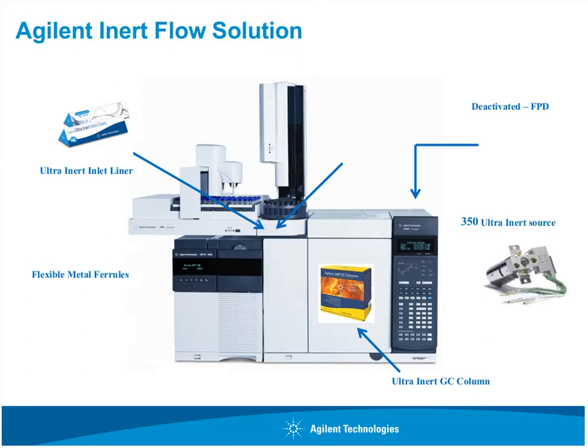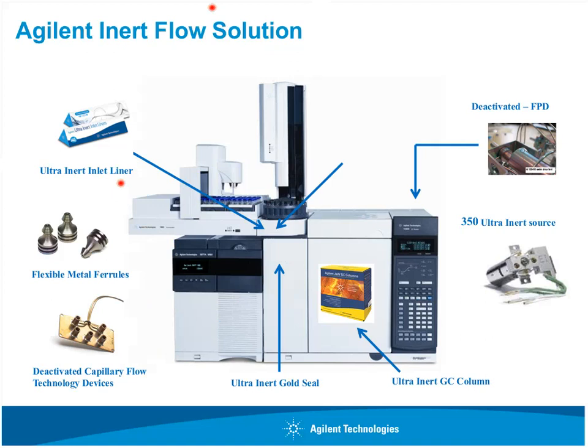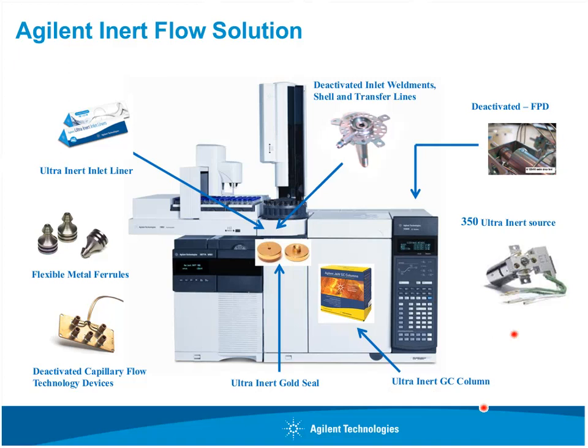Here we go. So we have ultra-inert liners. We have these flexible metal ferrules. These ones actually don't look like they're deactivated. They have a purple and blue hue when they are, and these types of ferrules are used with our capillary flow devices, which are also deactivated. We also have now an ultra inert gold seal, because we found that gold is not necessarily inert, so we have to coat that to make sure, again, that we don't have any degradation issues or adsorption issues with your tricky analytes. We have certain ultra inert GC columns that, again, address some peak shape issues and adsorption issues that we have with some difficult compounds.